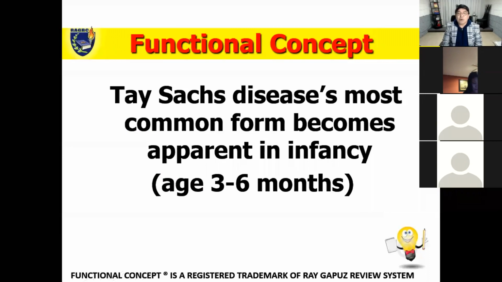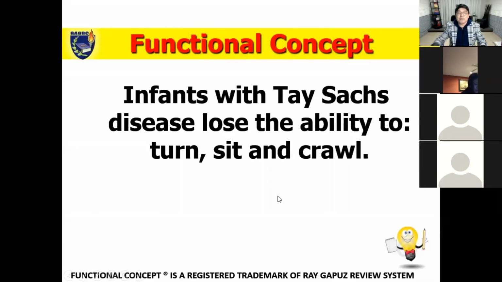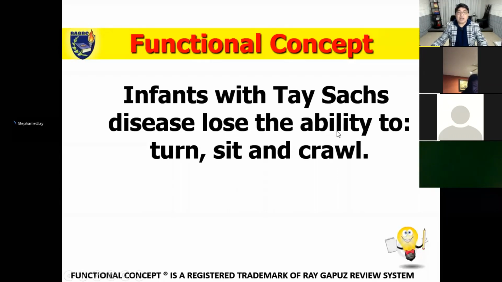The most common form becomes apparent within the first 3 to 6 months of life. That is why a common indicator of Tay-Sachs disease would be an exaggerated Moro reflex, because the Moro reflex should have disappeared at 3 to 4 months. But in patients with Tay-Sachs disease, they continue to exhibit it, okay? So infants with Tay-Sachs disease lose the ability to turn, sit, and crawl. Once again, they lose the ability to turn, sit, and crawl.